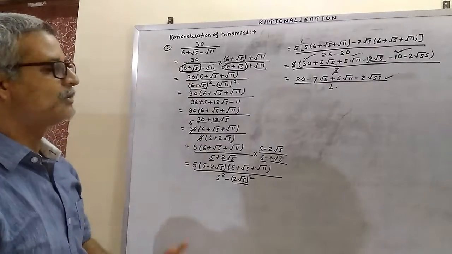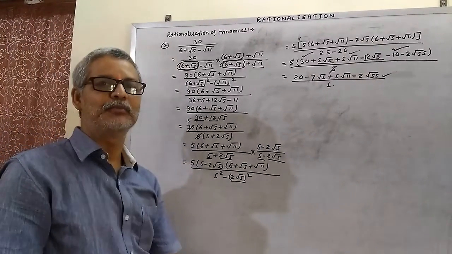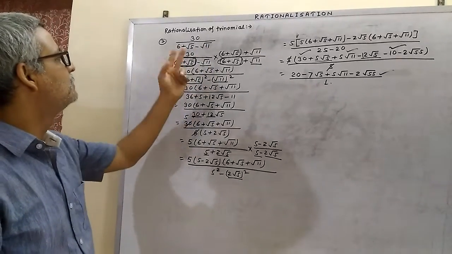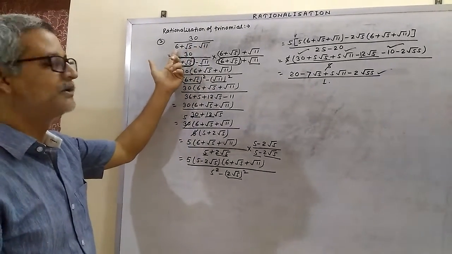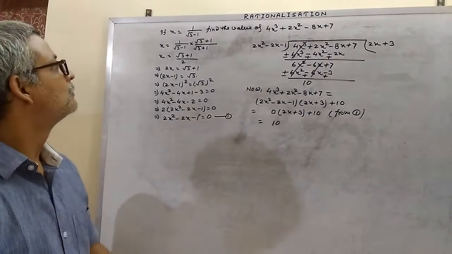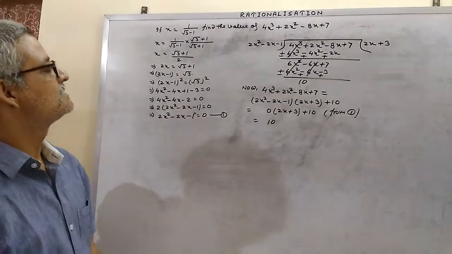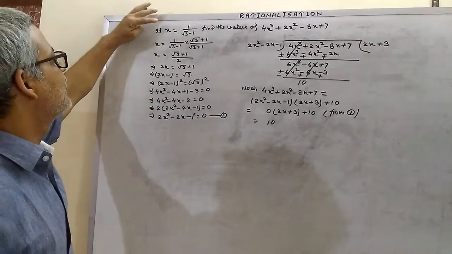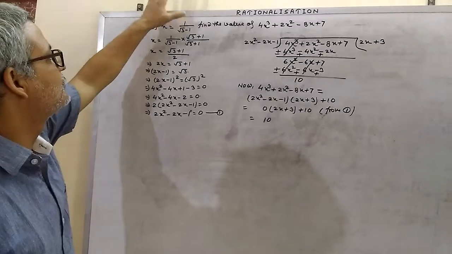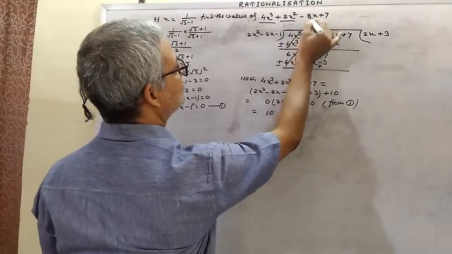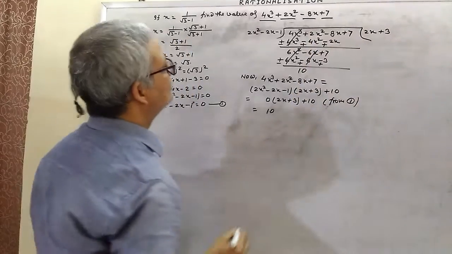So there are these two types of questions in trinomial rationalization: either all three terms are irrational, or two terms are irrational and one term is rational. Now one more question in rationalization, which is a different question. Here it is given, if x is equal to 1 by root 3 minus 1, find the value of 4x cube plus 2x square minus 8x plus 7.